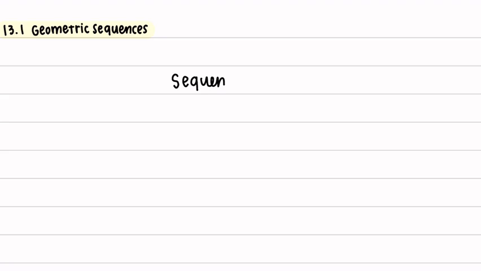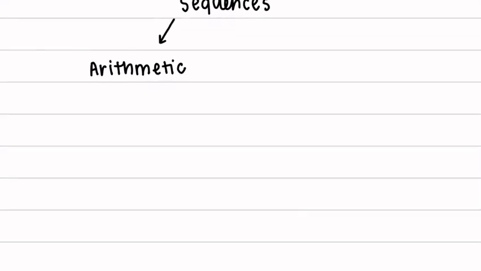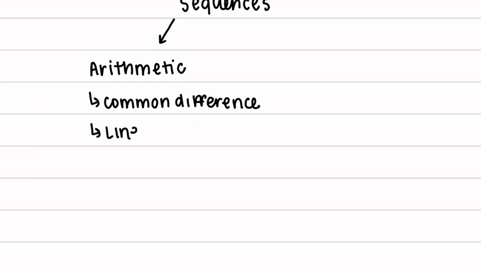And one of them you might remember from Algebra 1, and that's called an arithmetic sequence. Arithmetic. And some characteristics that makes a sequence arithmetic is that it has a common difference. Right? And it's also linear. Like if we were to graph it, it would be linear.